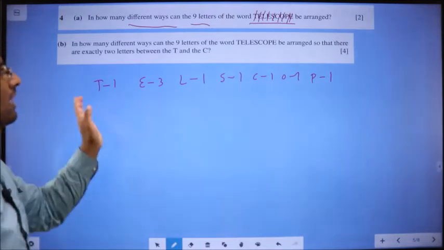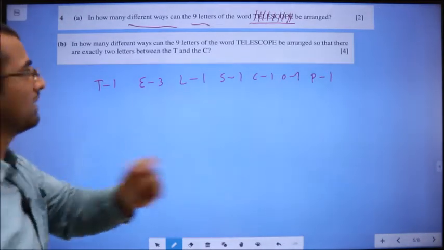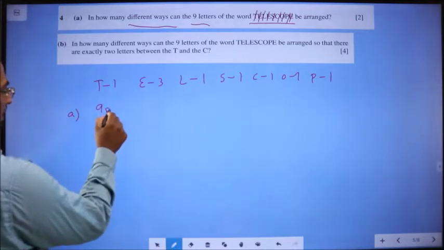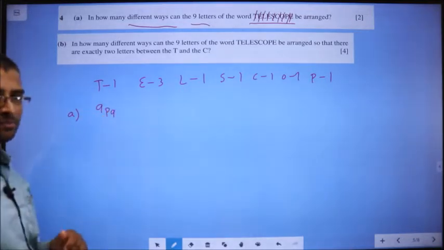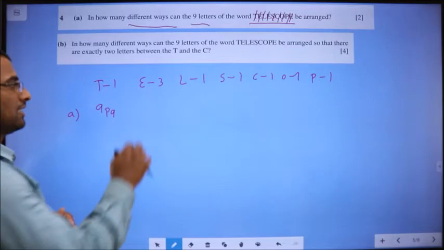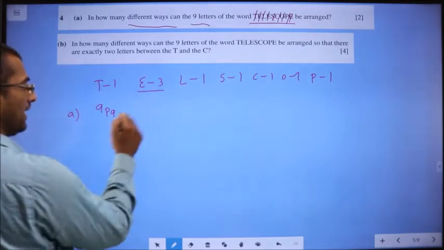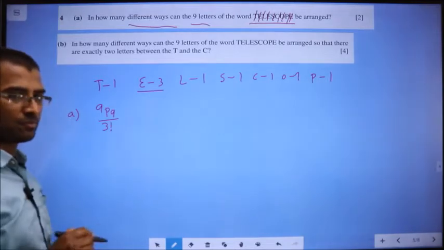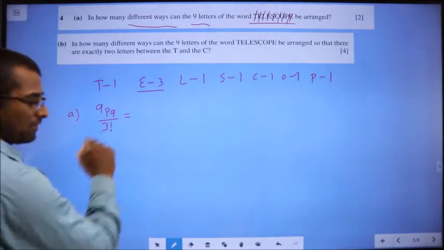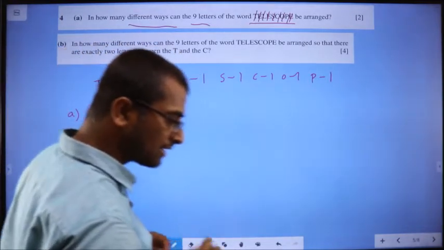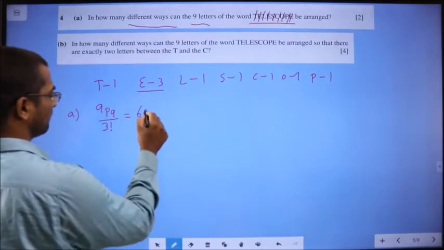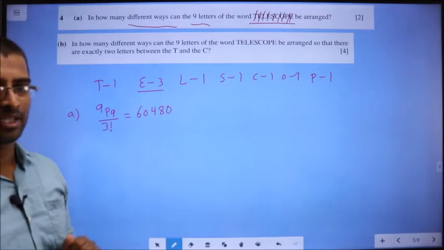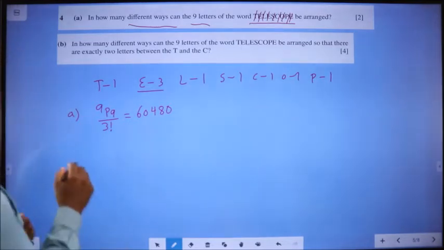Okay. I need to arrange all the 9 letters, which can be arranged in 9P9 ways. Now, since these 3 E's are identical, divide by 3 factorial. So put this in the calculator, you get the answer to be 60480. Okay. Next, the B1.